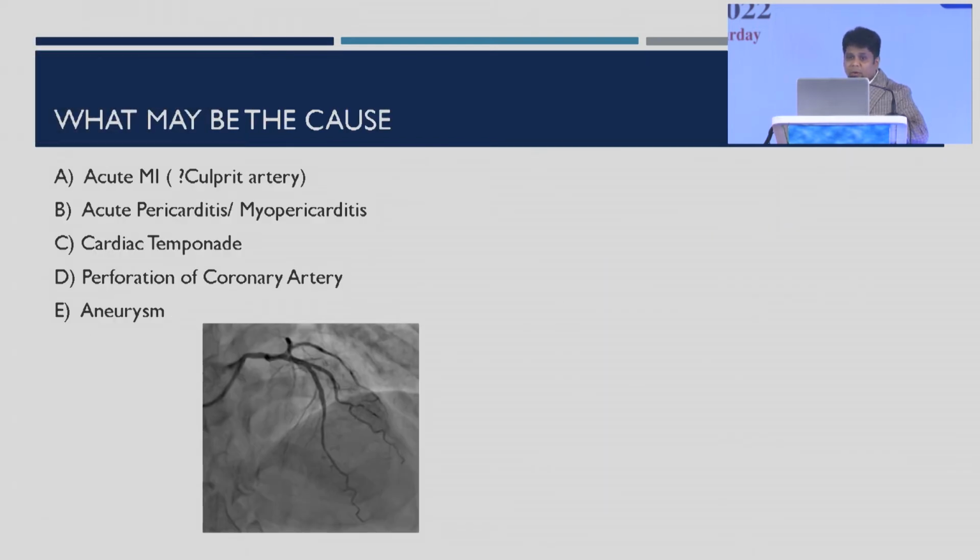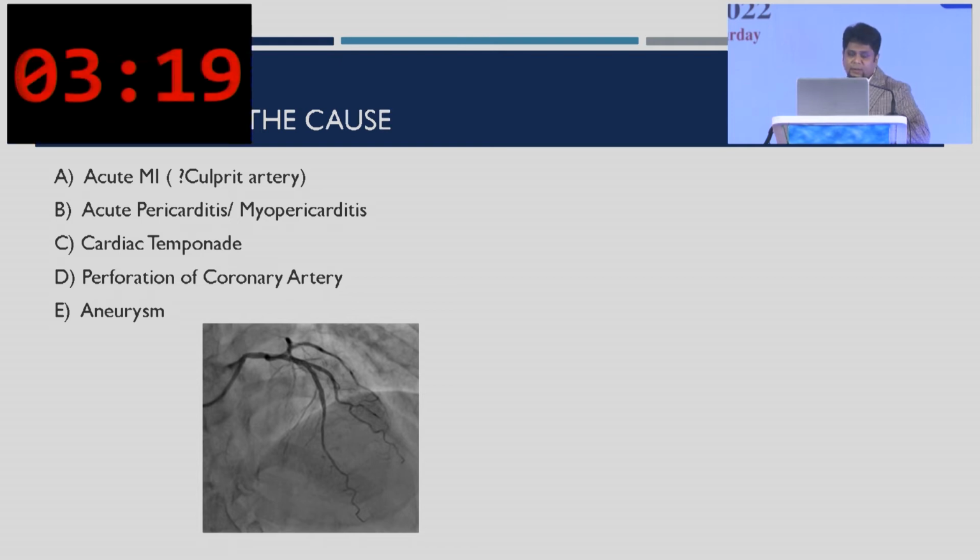So what may be the cause of this kind of ECG and complaint of the patient? Is this an acute MI? Procedure-related acute MI, or acute pericarditis or myopericarditis, or is this a case of tamponade, or perforation of the coronary artery, or aneurysm?